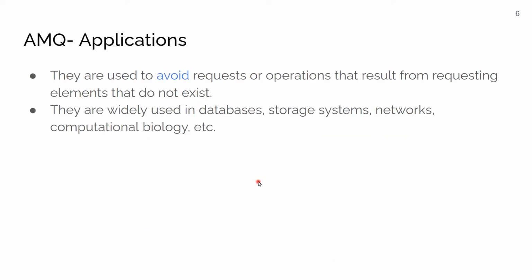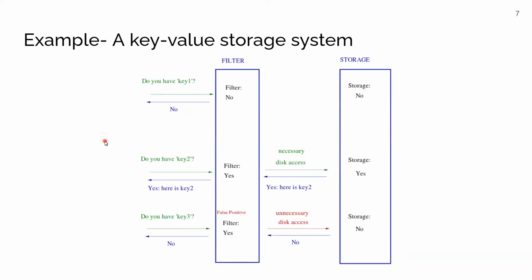AMQs have many applications. They are used to avoid requests or operations that result from requesting elements that do not exist. They are widely used in databases, storage systems, networks, computational biology, etc. Let's take a look at a key value storage system. On the right-hand side, we have the storage system, which stores key value pairs. And on the left side, we have a filter, which also stores key value pairs, but it is approximate.